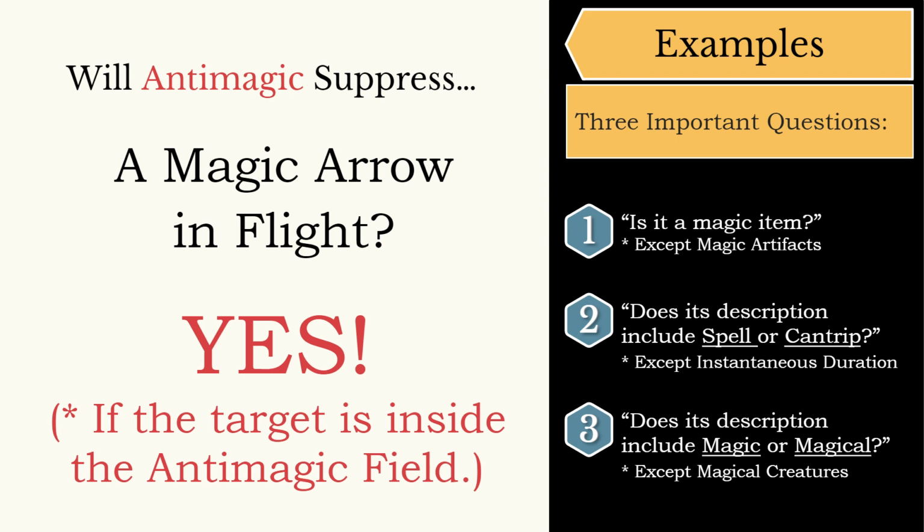But if the archer was standing inside the anti-magic field and fired a magic arrow at a target outside of the field, then the arrow would return to being magic as soon as it exits the anti-magic field and would have all magical benefits for attacking its target, again as long as that target is outside the anti-magic field.